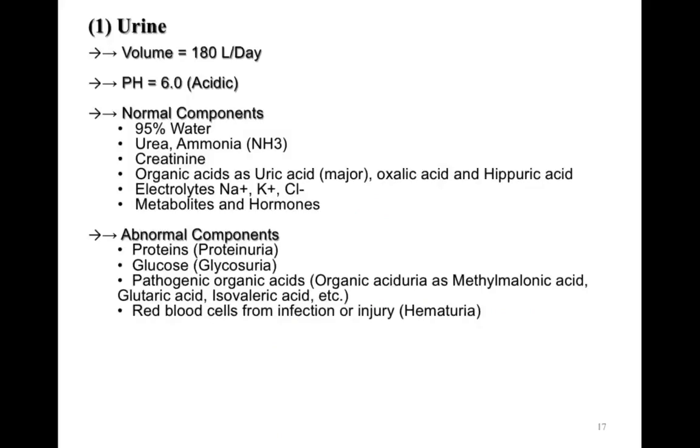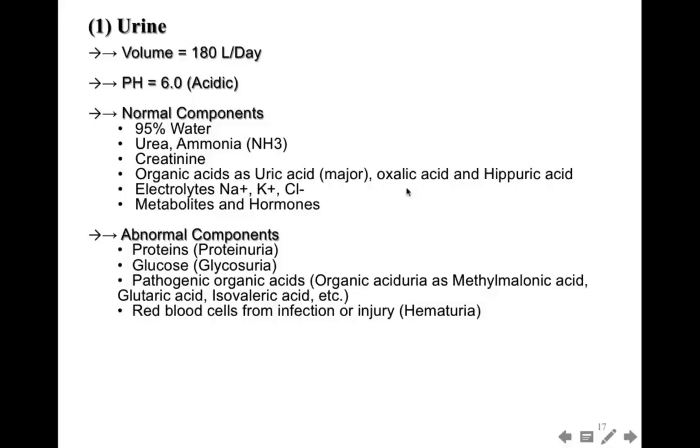First thing you need to know, and most of you knew, is that the daily volume of urine is 180 liters, while the urinary pH is 6, which means that it's actually acidic. About 95% of urine is water, while the other 5% are urinary components, such as urea, ammonia, and creatinine. Also, organic acids are present in urine in very limited amounts. The major urinary organic acids are uric acid, oxalic acid, and hippuric acid.